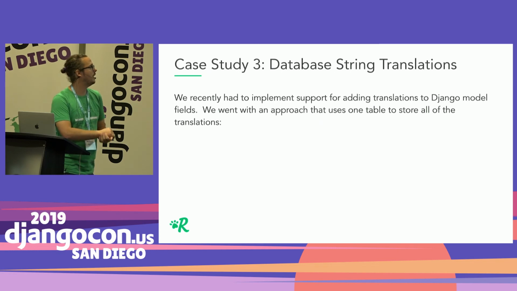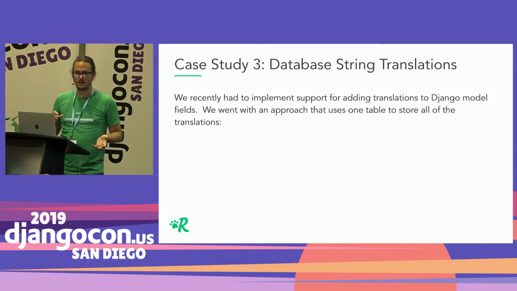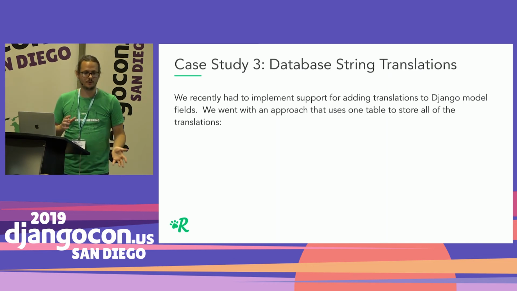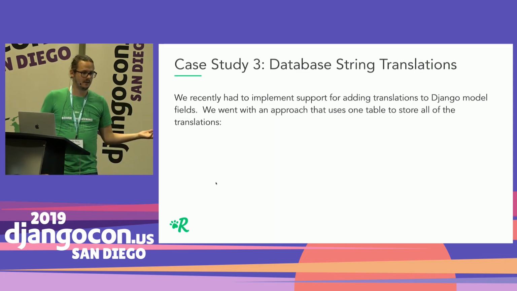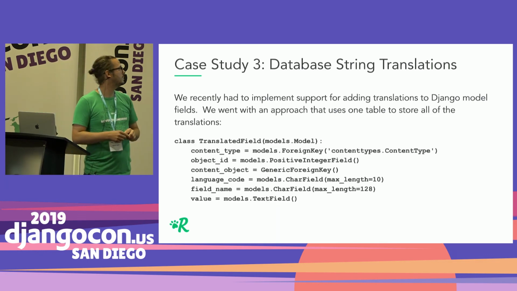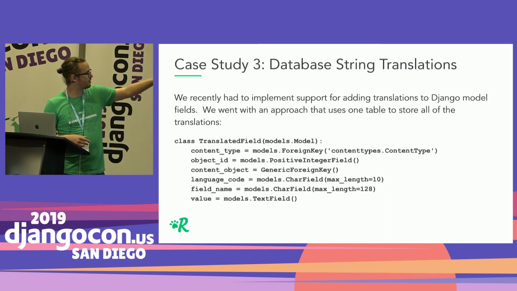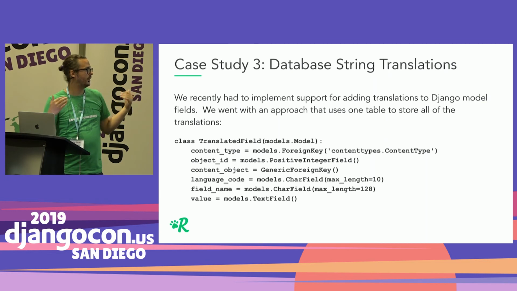Okay, next one we want to look at. We recently had to add support for translations of Django model fields. Rover expanded into Europe, and we needed to support a lot more languages. We have some models which have fields which store English text, and we want to be able to present that text to users in their preferred language. So we went with an approach that uses one table to store all of them. The main things in this table are a generic foreign key to the object that we're translating, a language code to specify which language it is, a field name to specify which field on the content object we're translating, and then value, which is the translation itself.